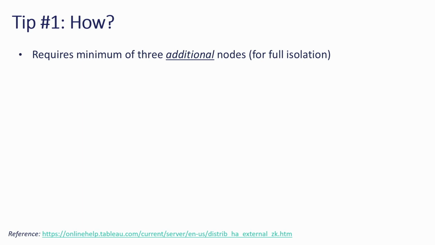All right, so let's say that we've decided we want to avoid any potential for that. We'd like our coordination service to be working really well. And so what to do? Well, we're going to deploy 3 additional nodes for full isolation. So we're just going to have these nodes dedicated to coordination service. That's it.